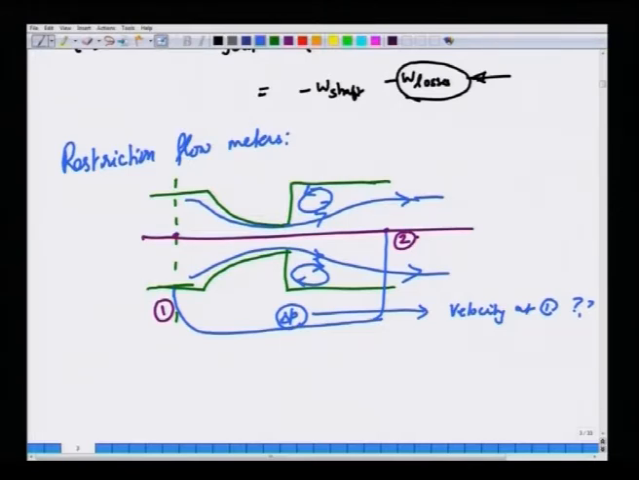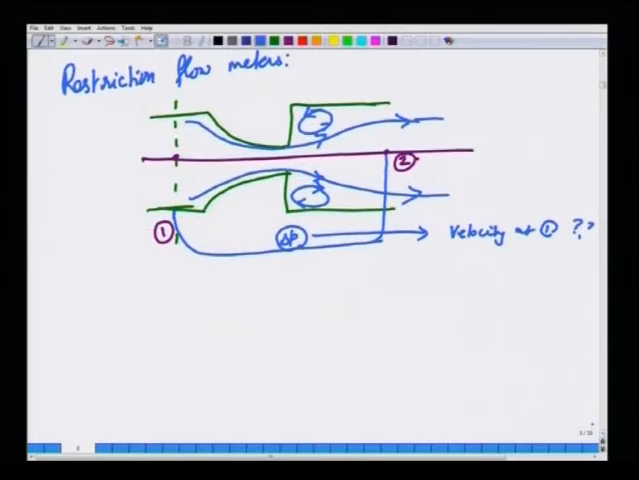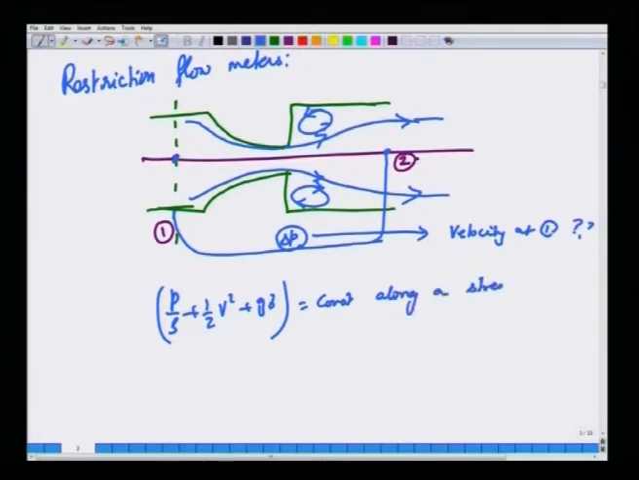We found that after making simplifying assumptions that there are no losses, and by applying the Bernoulli equation between point 1 and 2, remember that the Bernoulli equation is essentially a gross simplification of the energy balance by taking the CV to be a stream tube, and by assuming that there is no viscosity in the surrounding fluid. So, there is no work done, and by shrinking the stream tube to a streamline, you find that P by rho plus half V squared plus gz is a constant along a streamline. So, this is the Bernoulli equation.